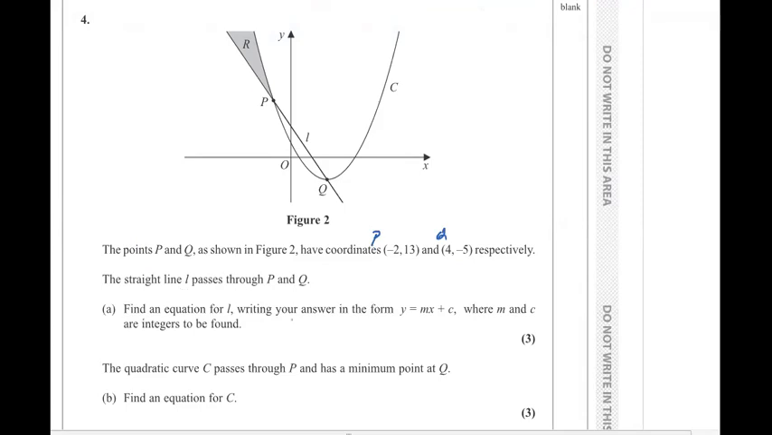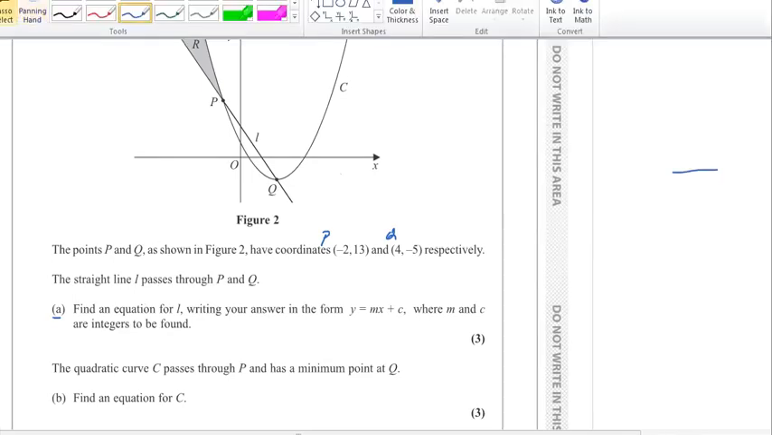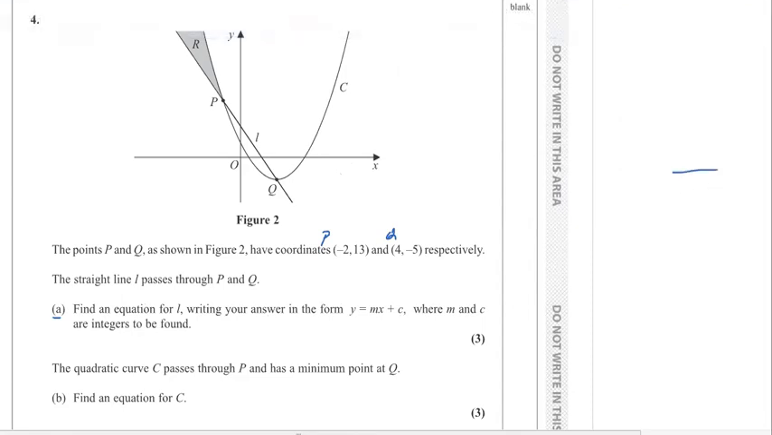Find an equation of L, writing your answer in the form y = mx + c, where m and c are integers to be found. The first part is very simple. If we need to find the equation of a line, we need the y-intercept and the gradient. First, I have 2 points, so I can easily find the gradient.